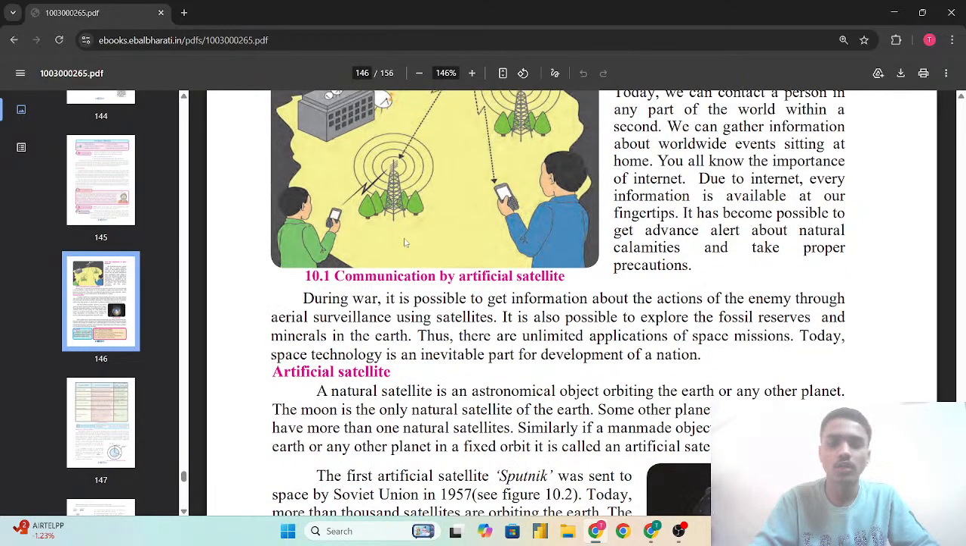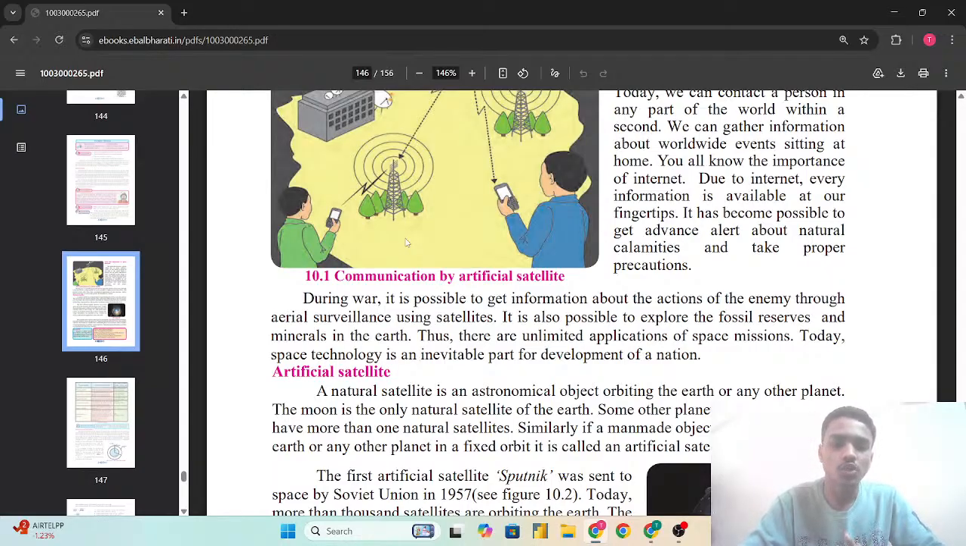During war, it is possible to get information about the actions of the enemy through aerial surveillance using satellites. In war situations too, it was possible that the enemies' data and actions were known to us through aerial surveillance with the help of satellites. It is also possible to explore the fossil reserves and the minerals in the Earth. Thus there are unlimited applications of space missions.